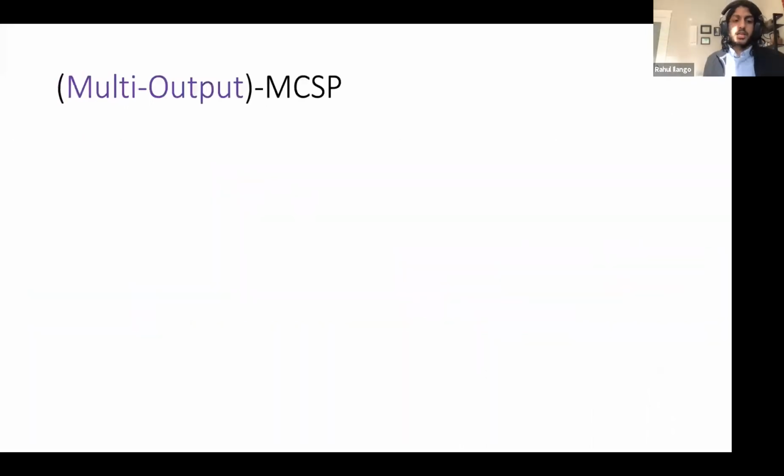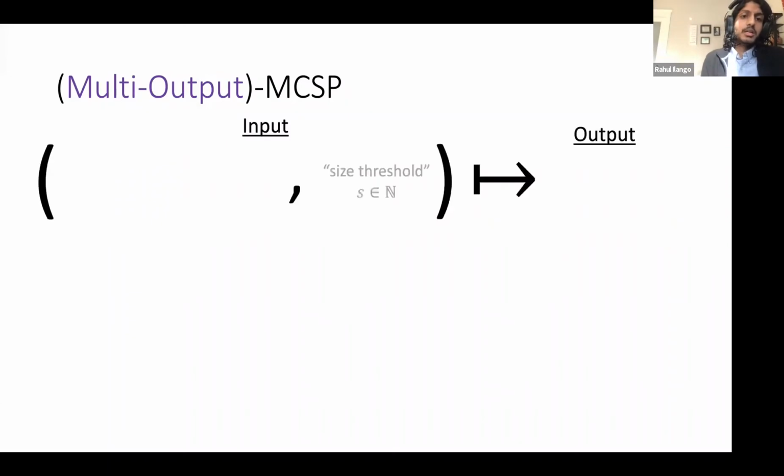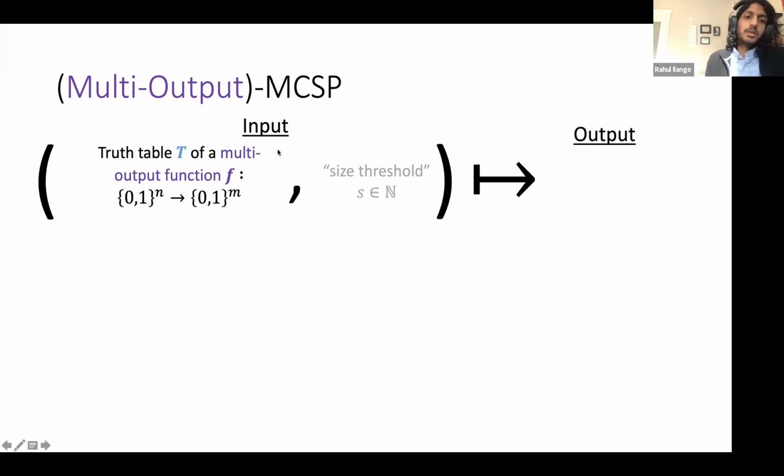And then the next result that came out was looking at MCSP for multi-output functions, which I think is a pretty natural version of MCSP. So here, again, you're given a size threshold S, same as before, but now you're given the truth table of some function that takes in n bits and spits out multiple bits. So it spits out n bits.